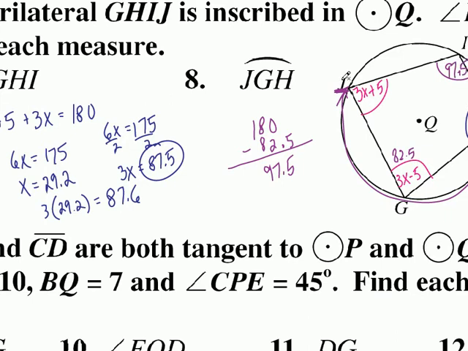So what do I do to find this big old arc? Times it by 2. Multiply that by 2. Hopefully you get 195, do you? Yep. Good. Alright, so that's that arc. So this big old arc right here, what letter is that? J, G, H. That arc is 195 degrees.